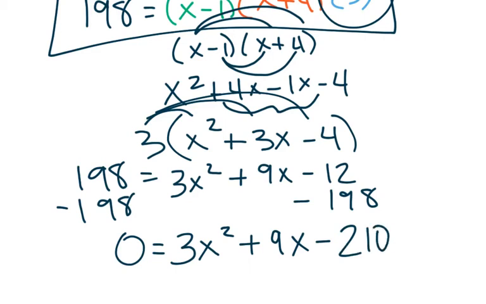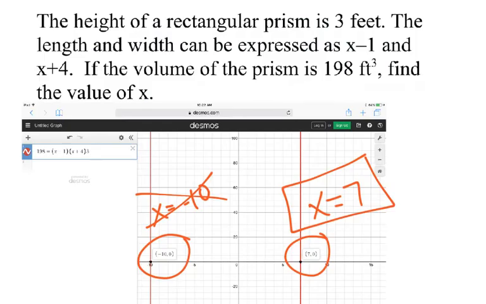So now I would take this quadratic and I would solve it by either graphing it, factoring it, or using the quadratic formula. We already know the answer, so I'm not going to spend too much time on it, but if you wanted to practice using the quadratic formula, solving by graphing, or solving by factoring, you could. But you know the answer already. It's 7.